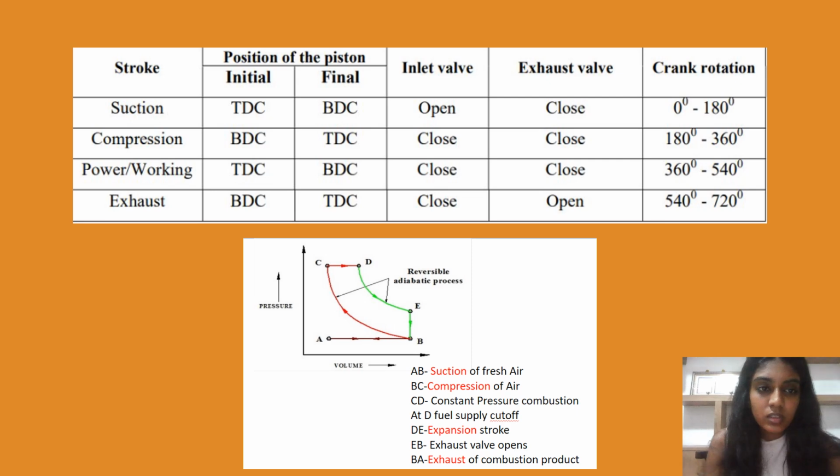And again, we have the same table here. And we also have the PV graph of a four-stroke diesel engine. Over here, curve AB is for the suction of fresh air. BC represents compression of air. CD represents constant pressure combustion. And DE represents the expansion stroke or the power stroke. EB is where the exhaust valve opens, and BA represents the exhaust of the combusted product.